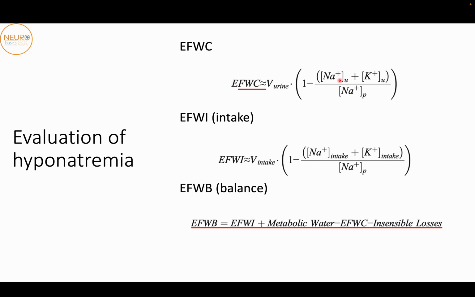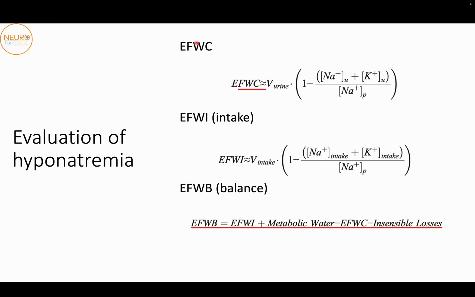Now if the urine sodium and potassium is low, that means you're secreting urine which is hypotonic to plasma and you have a positive electrolyte-free water clearance. On the other hand, if this is higher than the sodium levels in the plasma, it means you're secreting a concentrated urine and your electrolyte-free water clearance is negative.